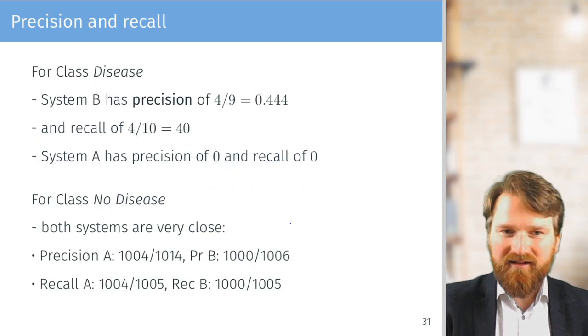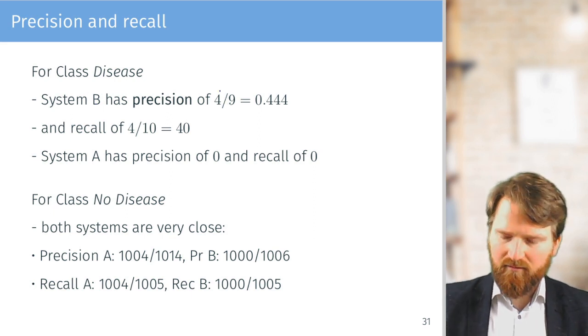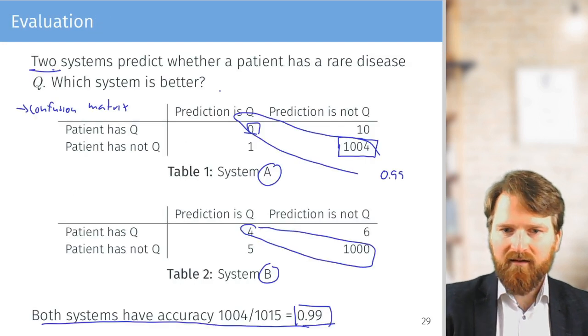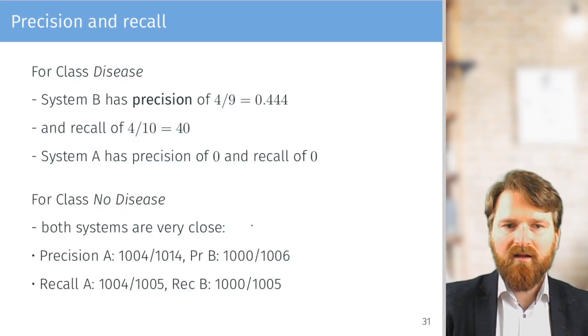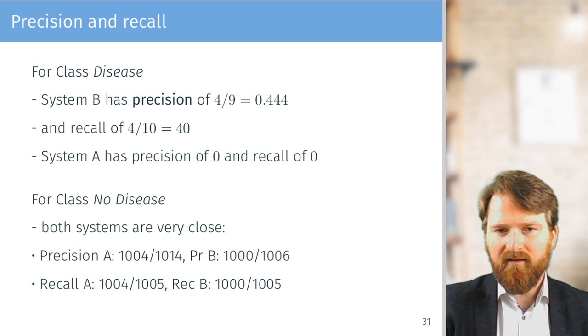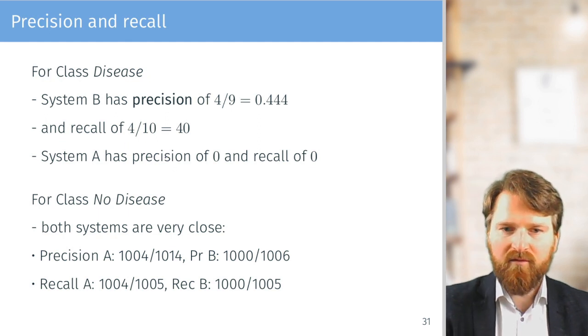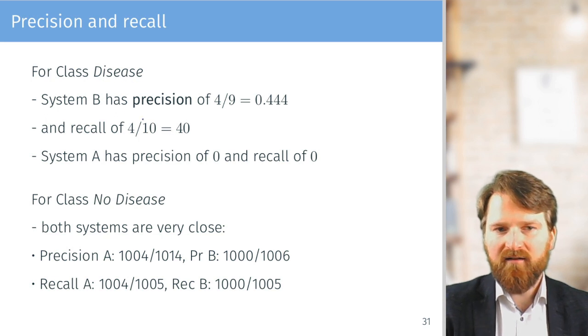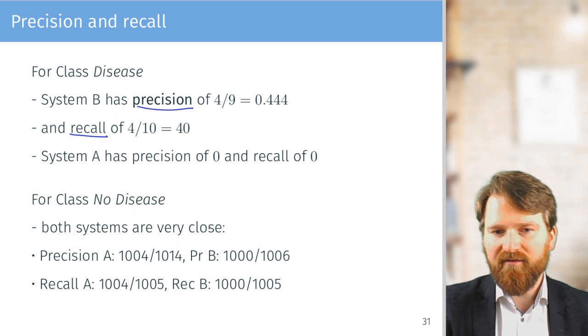So for the class disease, system B has a precision of 4 over 9. So I'm coming back. We have 4 over 9, so the precision is on the column here. And the recall was 4 over 10, which was 40%. And system A has a precision of 0 and a recall of 0. Okay, so if you compare for the class disease, system B is better than the other because both metrics, precision and recall, are better. You can do it also for the class no disease, and here both systems are very close.